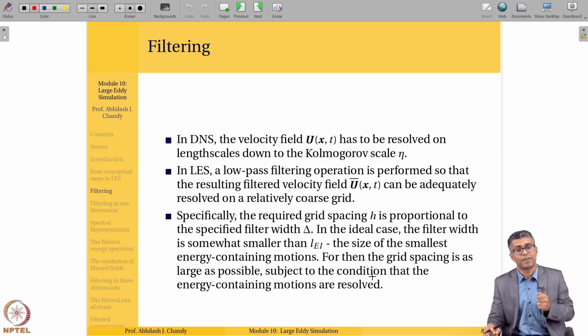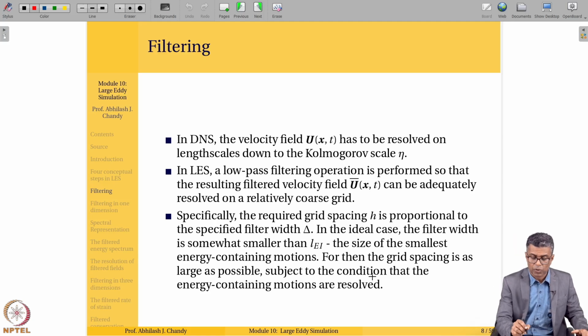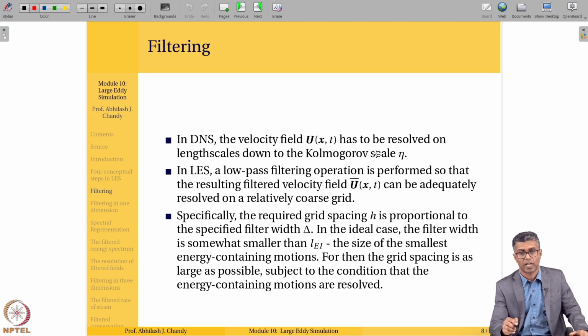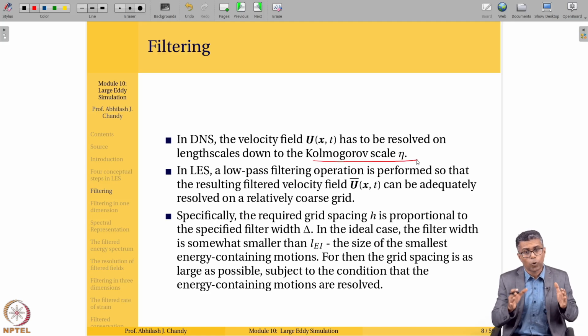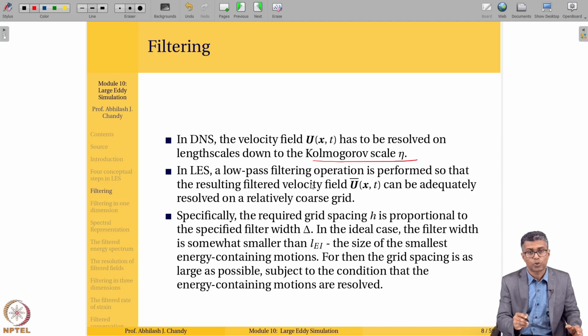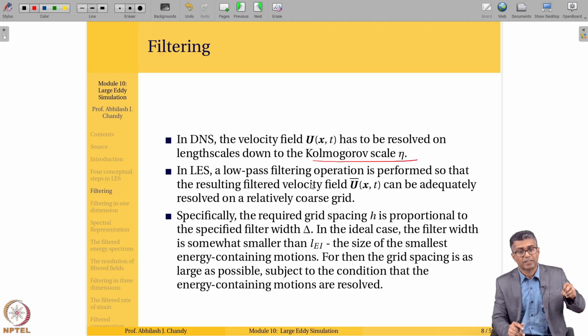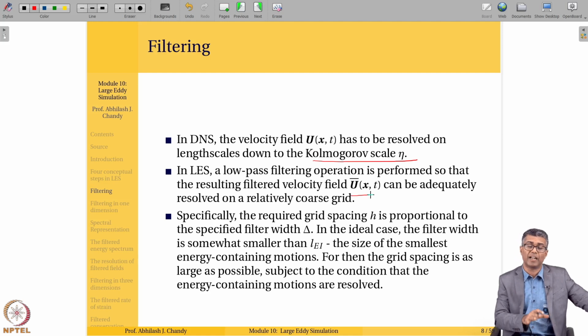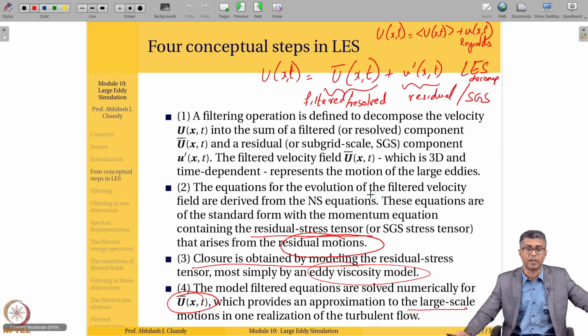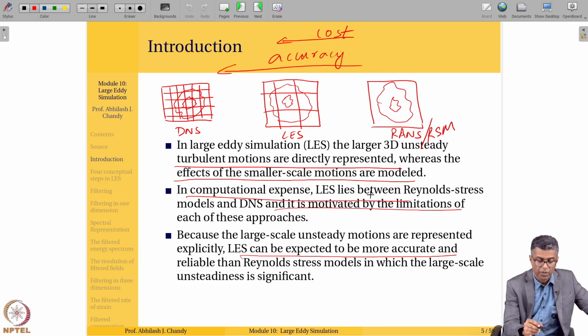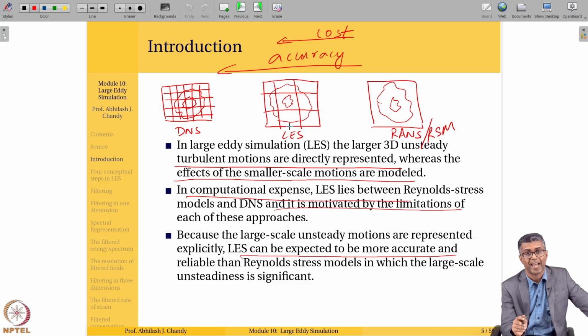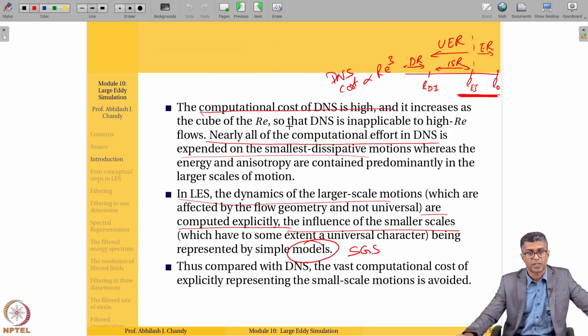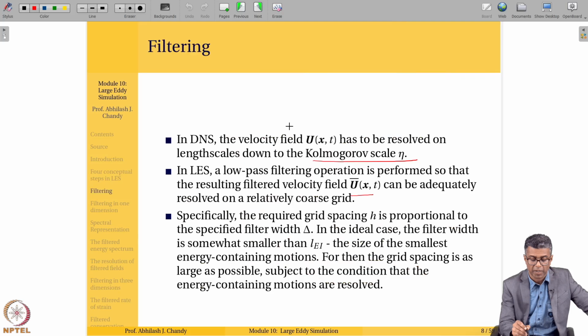Now let's discuss the filtering operation in a little bit more detail. In DNS, the velocity field has to be resolved on all length scales all the way down to the Kolmogorov scale, isn't it? In LES, on the other hand, a low-pass filtering operation is performed so that the resulting filtered velocity field u bar can be adequately resolved on a relatively coarse grid. I showed you the grid earlier, this one here. Look at the DNS grid versus the LES grid. The LES grid is coarser, isn't it? The LES grid is coarser, and that is what we mean by that.